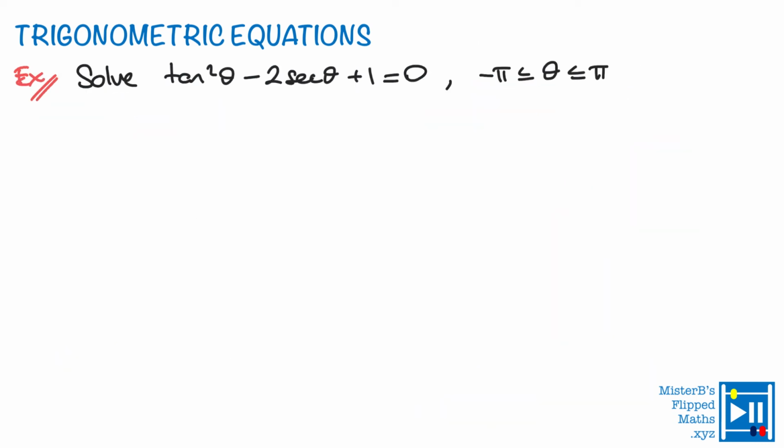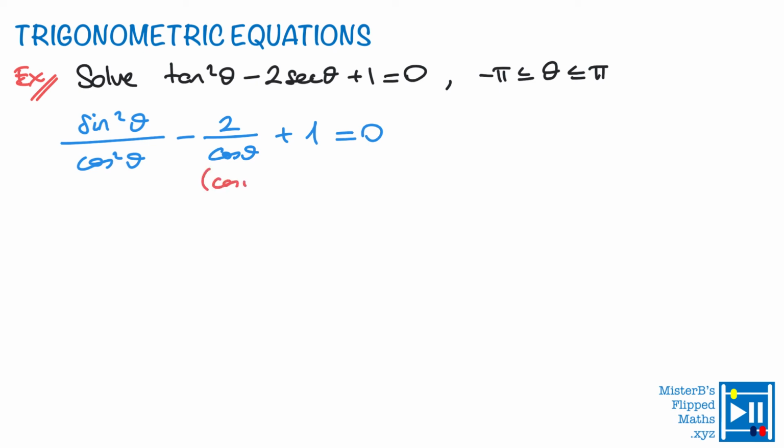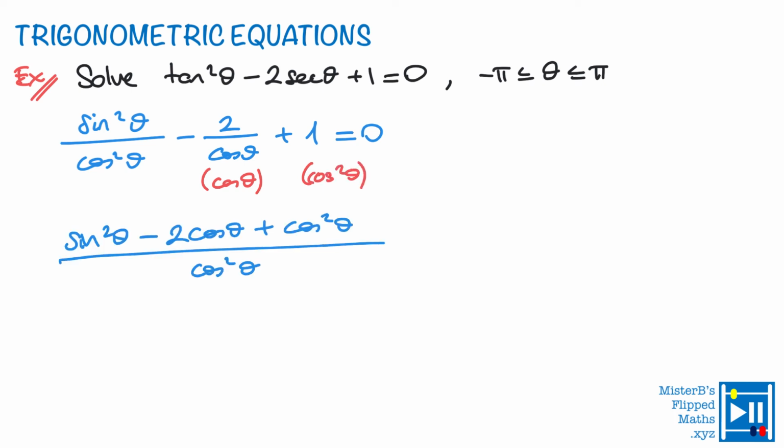One last example. Here we have tangent squared theta minus 2 secant theta plus 1 equals 0. And the first thing I'm going to do is write these down as sine squared theta over cosine squared theta minus 2 over cosine theta plus 1 equals 0. Now if I equate the denominators, which means I multiply the second one by cosine theta and 1 by cosine squared theta, I'm going to get sine squared theta minus 2 cosine theta plus cosine squared theta over cosine squared theta equals 0.